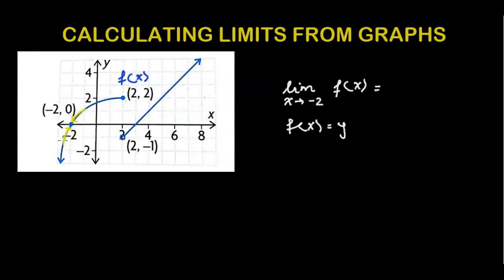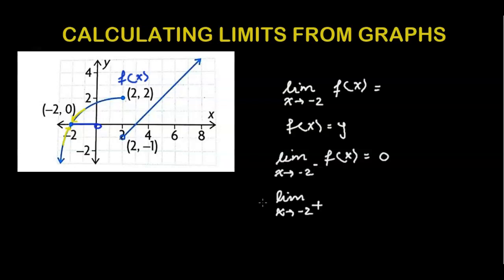When we are walking from left to right, we can write it as limit x approaches -2 from the left side. So the small negative sign on top means we are approaching -2 from the left side. So what is the value of y when we are approaching -2 from the left side? When we read it on the axis, it is equal to 0.